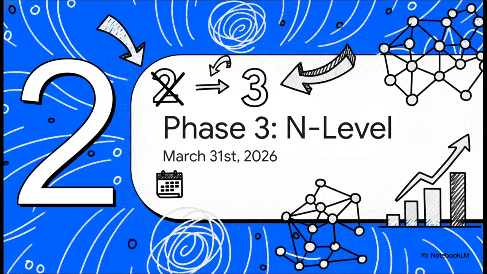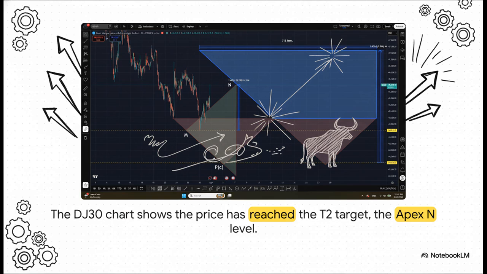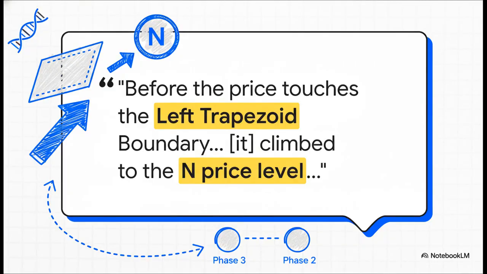Okay, now this is where the story of this cycle gets a little unconventional. You'd think the next step would be phase 2, right? Wrong. On March 31st, the market jumped straight to phase 3. And here's the proof on the chart from that day. You can see the price shot right up and tagged 46,246. That's exactly the T2 target, the apex N level from our initial plan. The original source documentation actually calls out this strange sequence of events. It says, and I quote, "Before the price touches the left trapezoid boundary, it climbed to the N price level." So that's a direct confirmation. Phase 3 happened before phase 2.